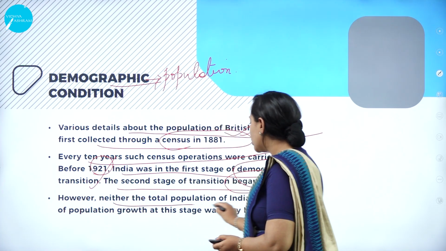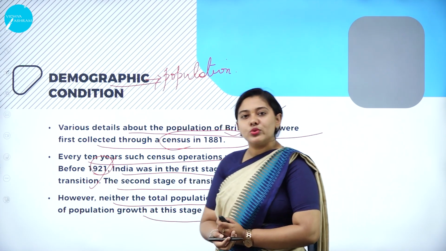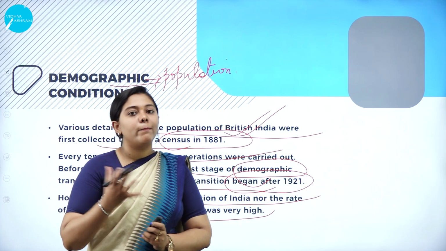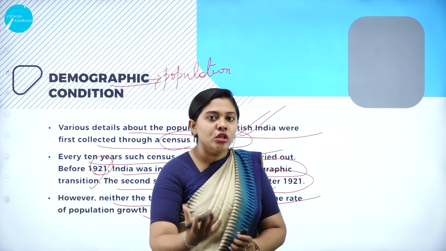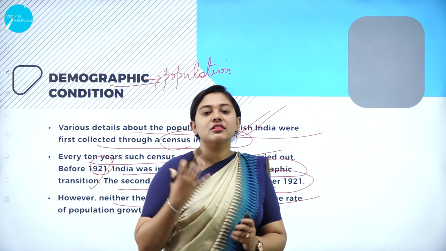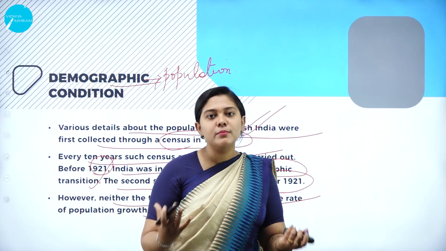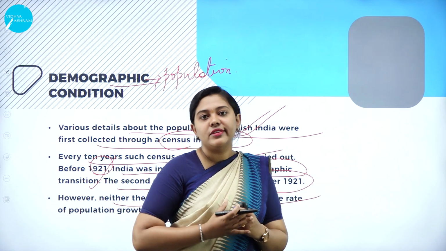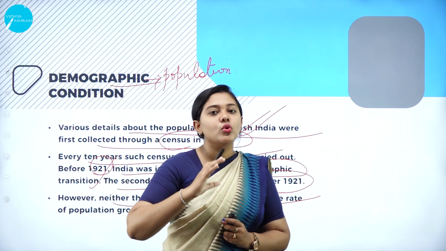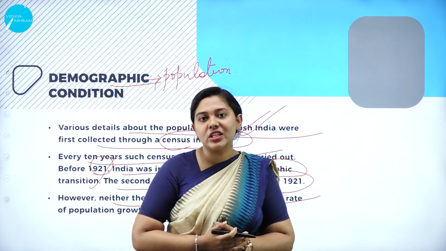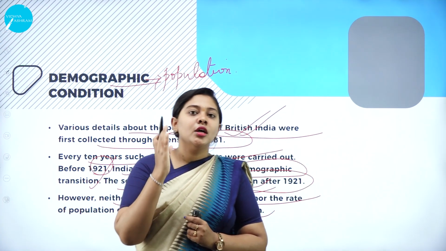However, neither the total population of India nor the population growth at this stage was very high. There was not much population that you can see, because there was no proper infrastructure facility, no proper drinking water facilities, no proper toilets for them. All these were reasons which caused health problems for the people living in the villages. Most of the people were living in villages during the colonial period. There was no categorization of urban and rural areas. Most of the people depended on agriculture and lived in villages.